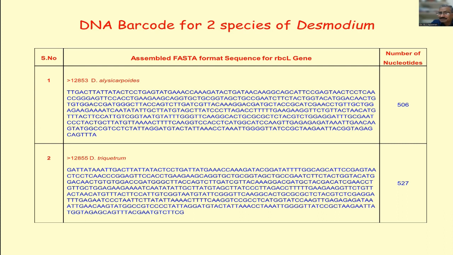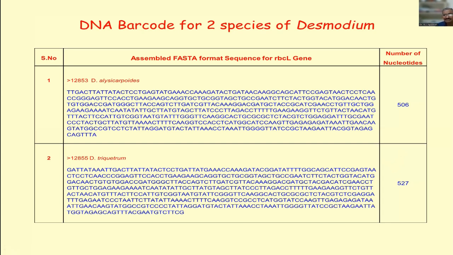Why this number? This is the rbcL gene. This is the assembled FASTA format sequence for the rbcL gene. This is also rbcL gene and this is also rbcL gene. But the length is not the same, the number of nucleotides. They are less here and more here. That means some nucleotides are deleted.